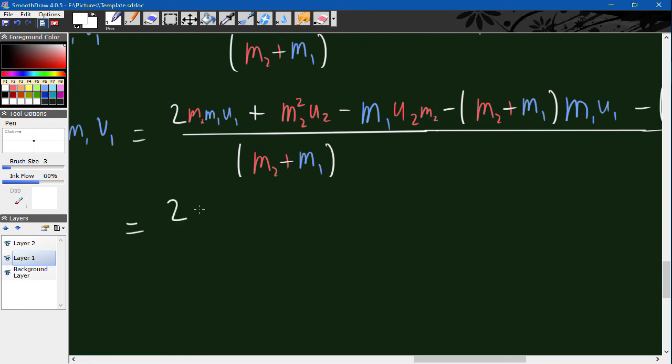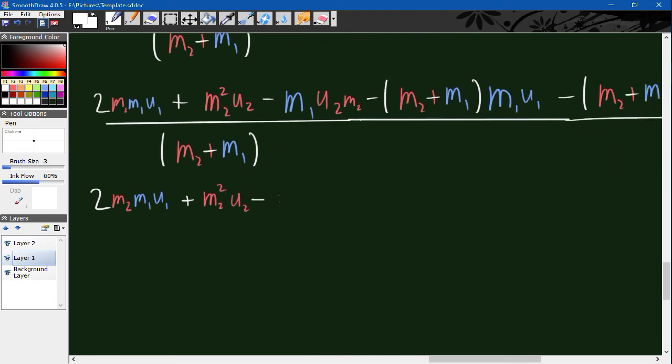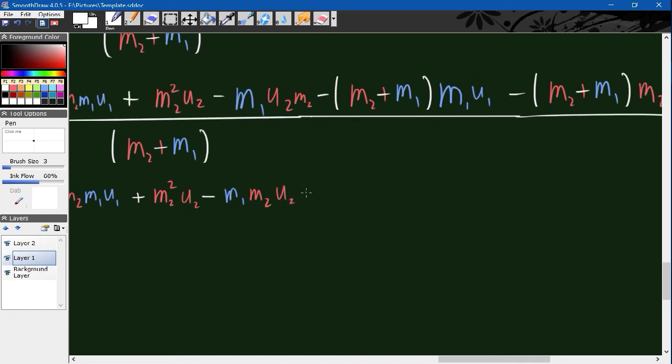2 M1. No, that's wrong. It's the wrong sign. 2 M1 U1 plus M2 squared U2 minus M1 M2. We just moved it. Remember that multiplication is commutative, order doesn't matter.